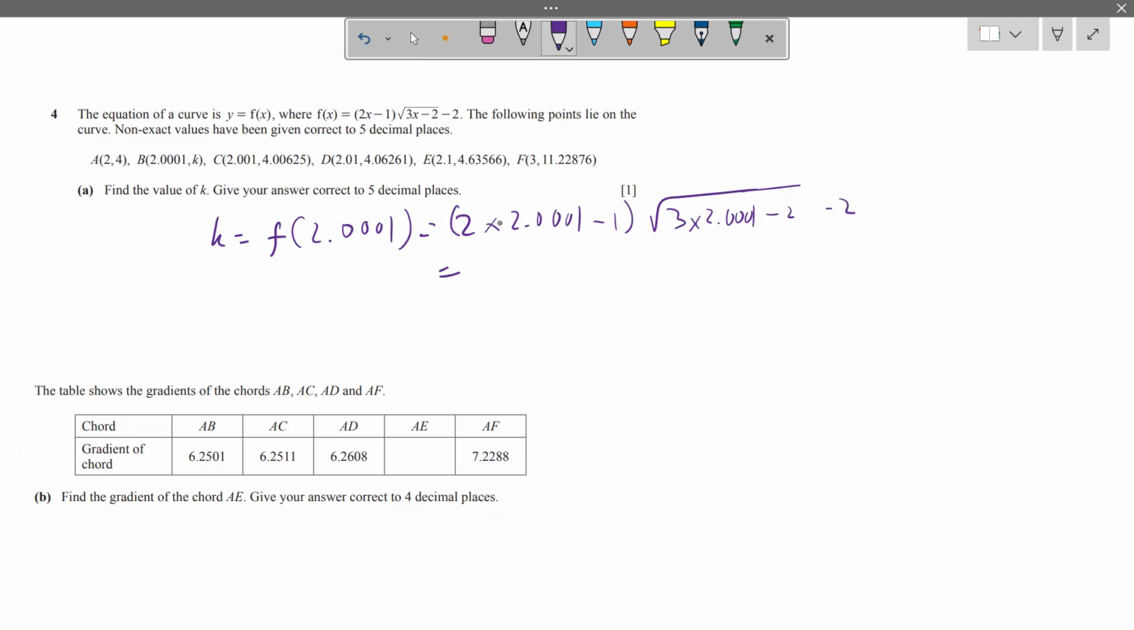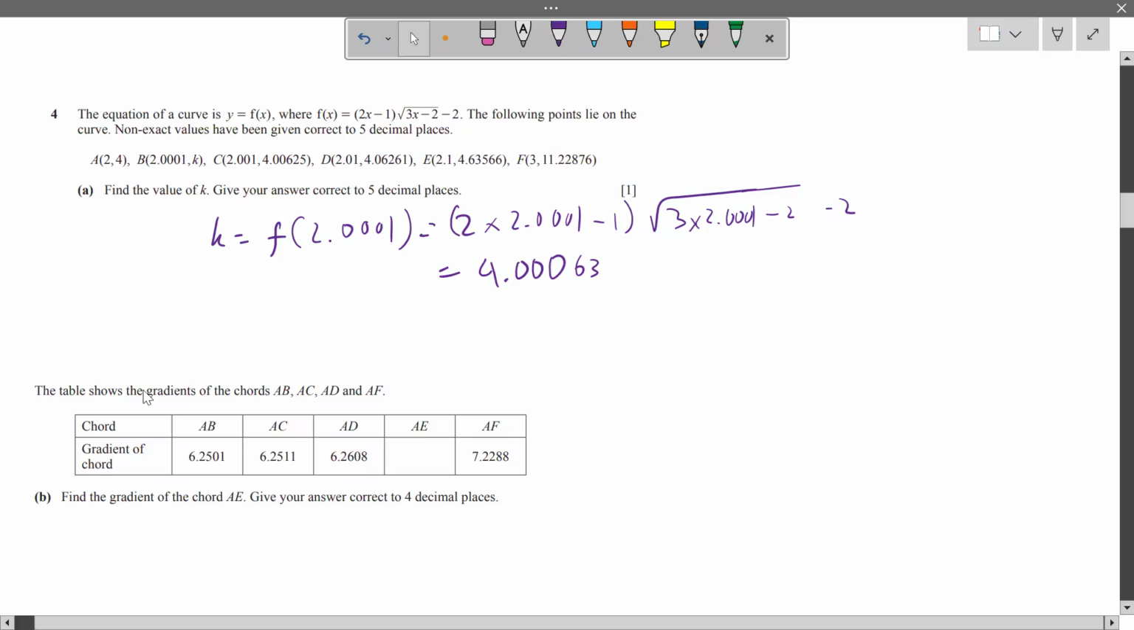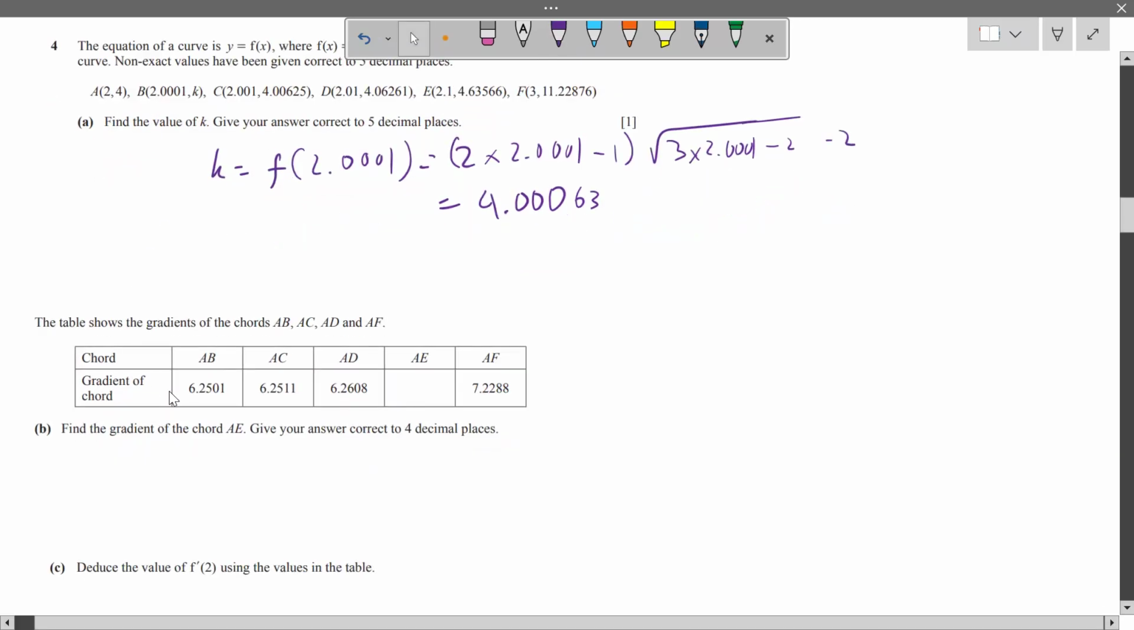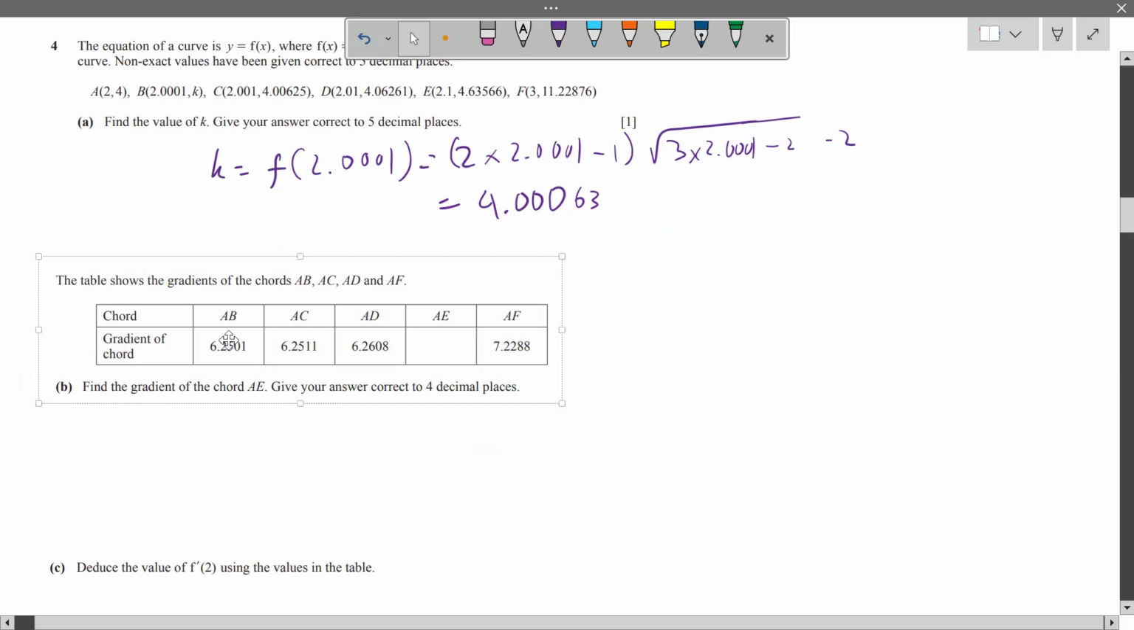If you plug this into a calculator, you will get 4.00063. All right. The second part of the question has this table, which shows the gradients of the chords AB, AC, AD, and AF. Find the gradient of chord AE. Give your answer correct to 4 decimal places.